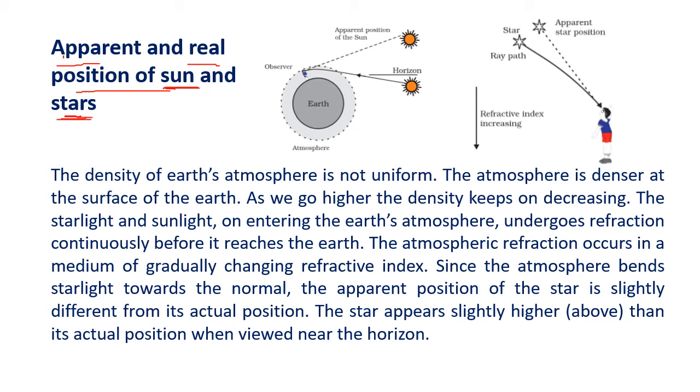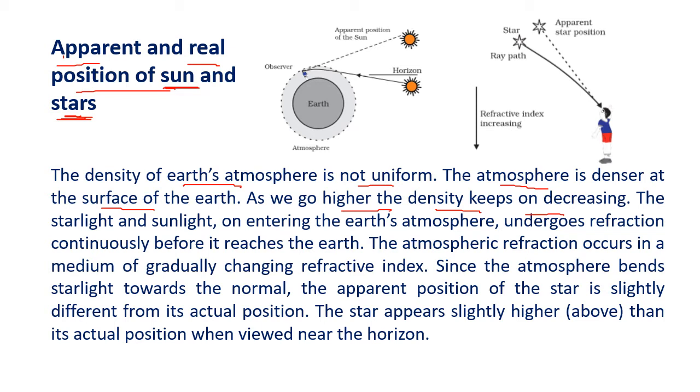Now, what we need to understand from the very beginning. First, let us understand the Earth's atmosphere. The density of the Earth's atmosphere is not uniform. Remember, the density is not uniform. The atmosphere is denser at the surface of the Earth. And as we go higher in the mountains, or as we go higher, the density keeps on decreasing.